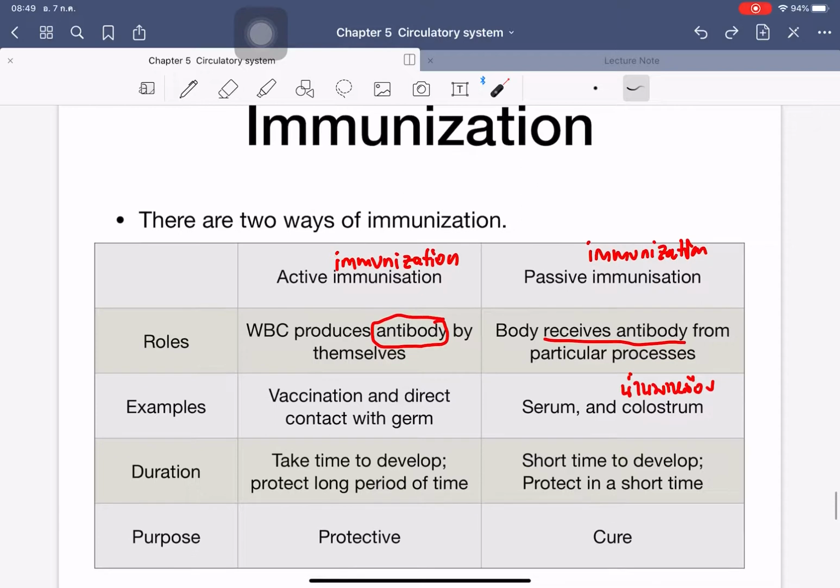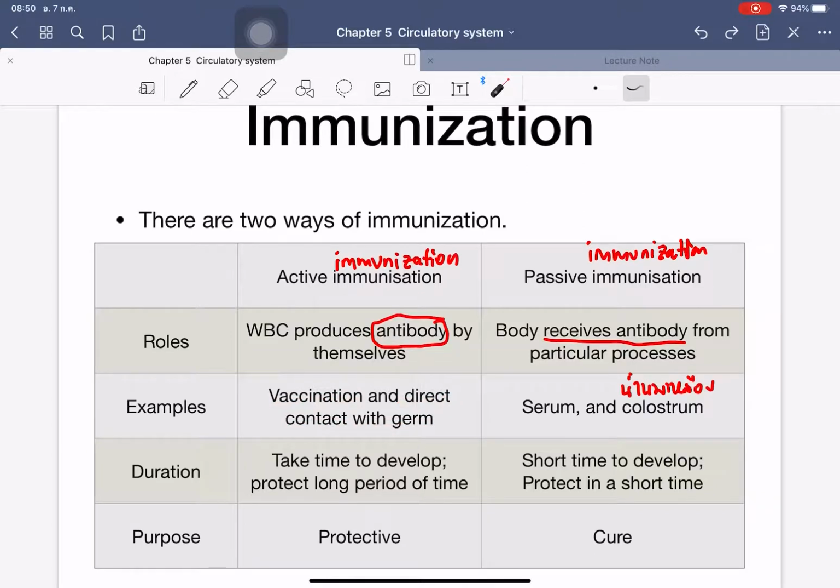And immunization we can classify into two types. The first one is active immunization, and the second one is passive immunization. Active immunization involves the production of antibodies by yourself. The white blood cells produce the antibody by themselves. But passive is quite different. Here they receive the antibody from somewhere else, not produced by the body's own white blood cells. Examples of active immunization are vaccination and direct contact with the germ. You can develop the antibody by yourself.